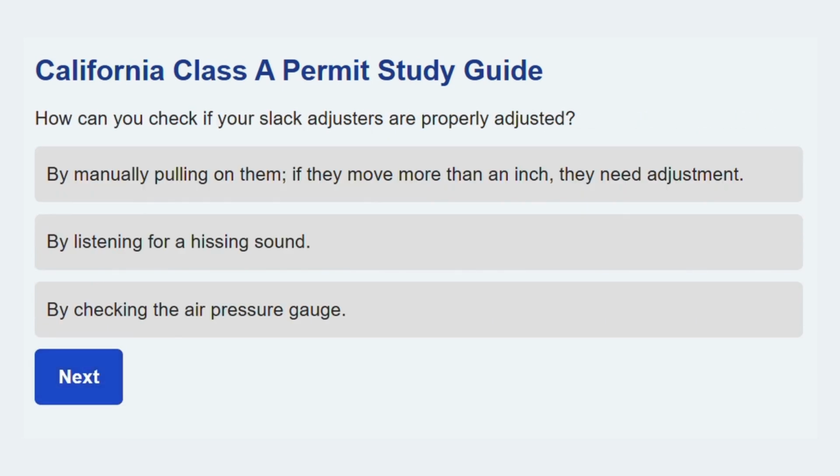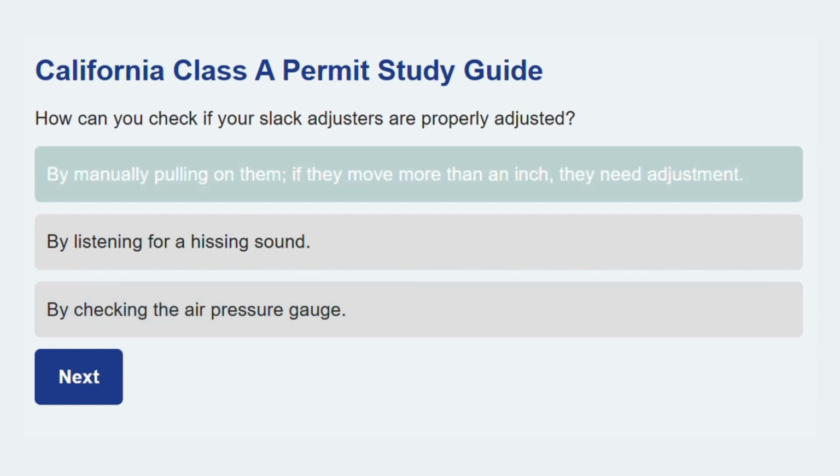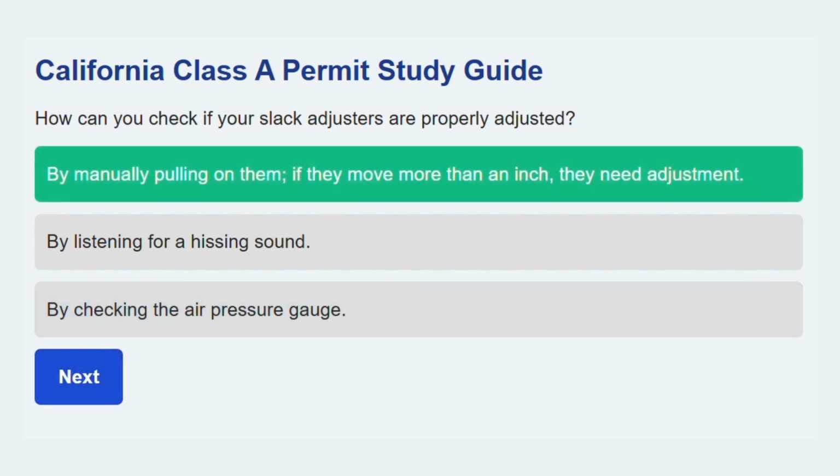Moving forward, how can you check if your slack adjusters are properly adjusted? By manually pulling on them. If they move more than an inch, they need adjustment. This manual check helps ensure your brakes are in good working order.